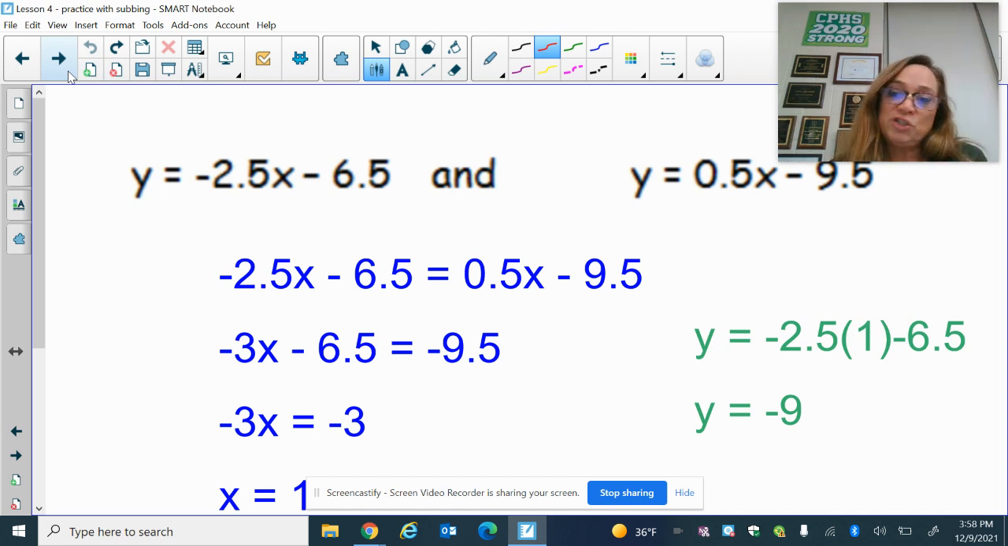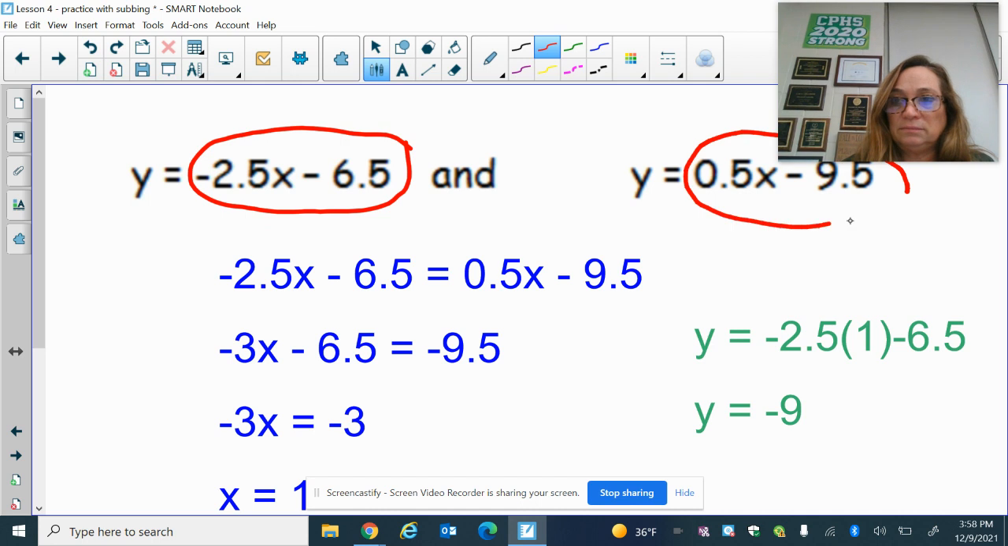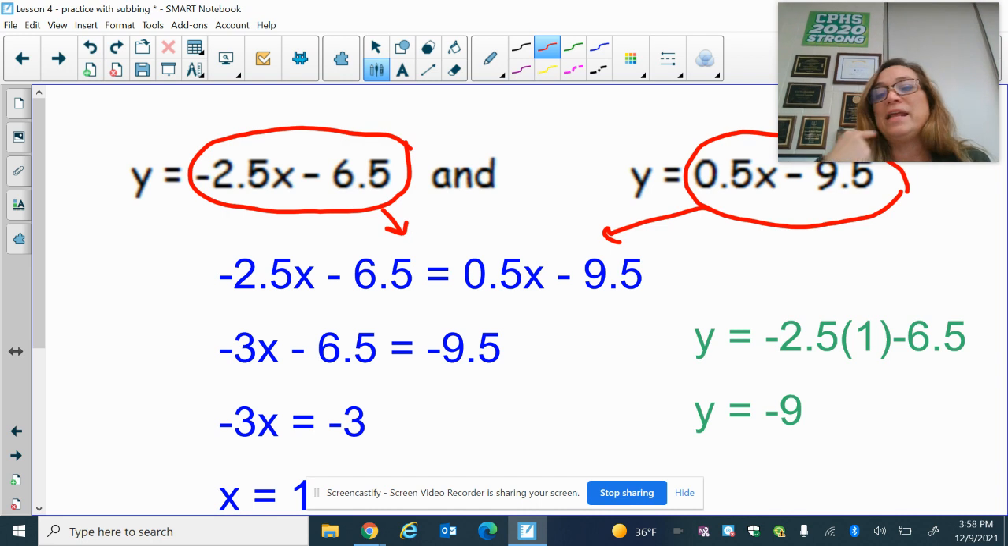So I took each expression, the expression here, and the expression here, and I set them equal to each other. By setting them equal to each other, I'm creating a single equation with one variable. And that is the main idea of a system. So if you have two equations with two variables, your first job is going to be to combine them to make one equation with one variable. And then I just use my equation solving skills.